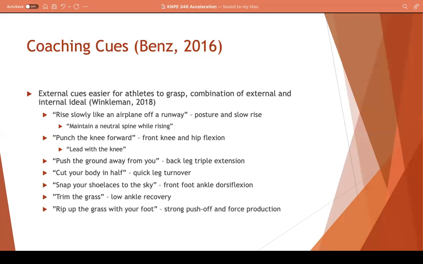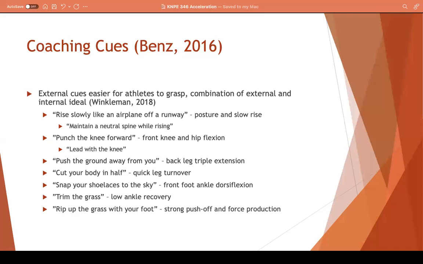Snap your shoelaces to the sky teaches front foot dorsiflexion. Trim the grass teaches low ankle recovery. And finally, rev up the grass or track with your foot emphasizes strong rear foot push-off and great force production.